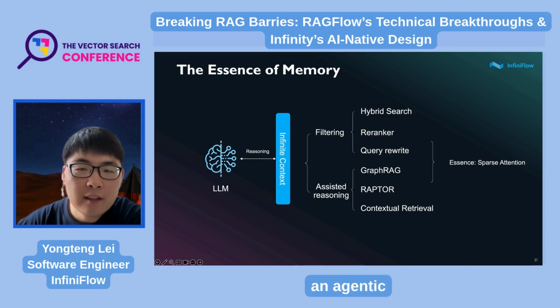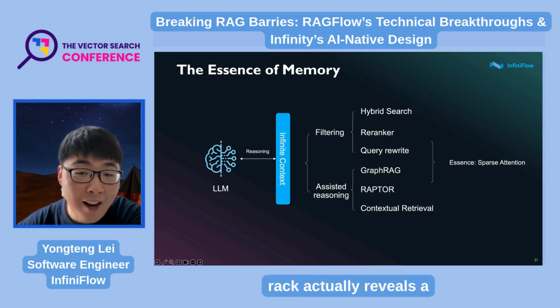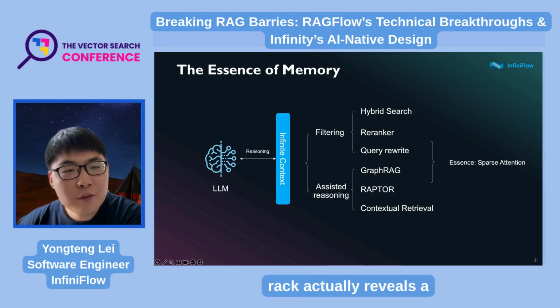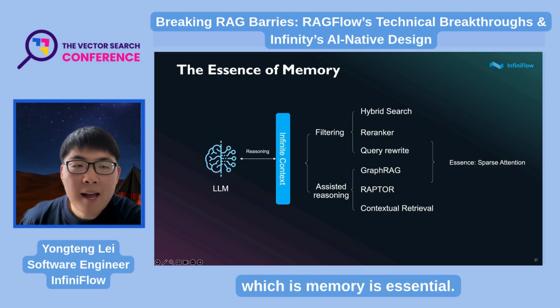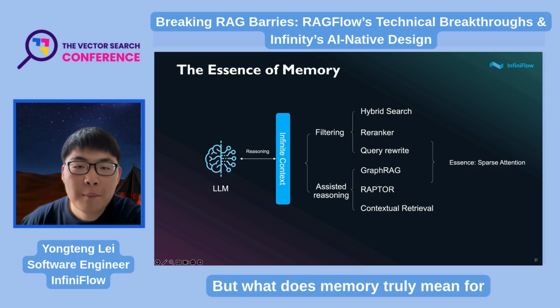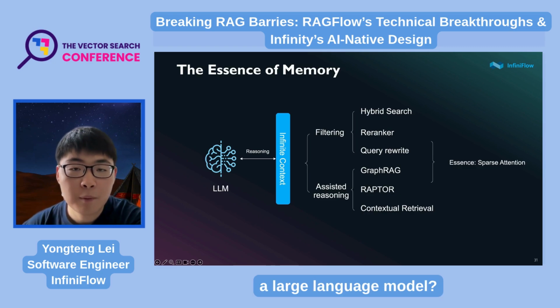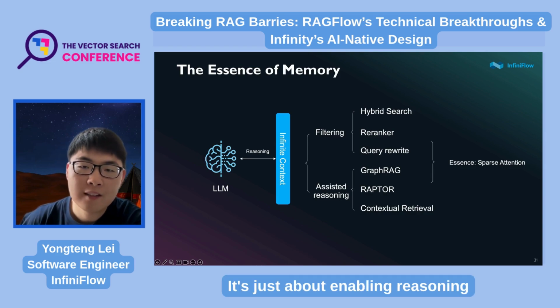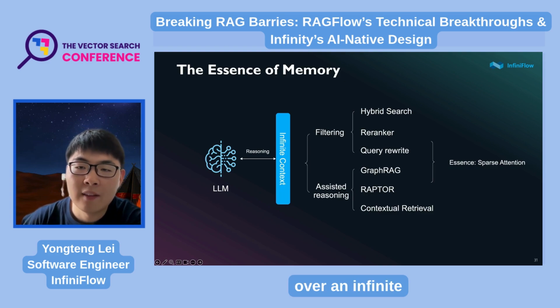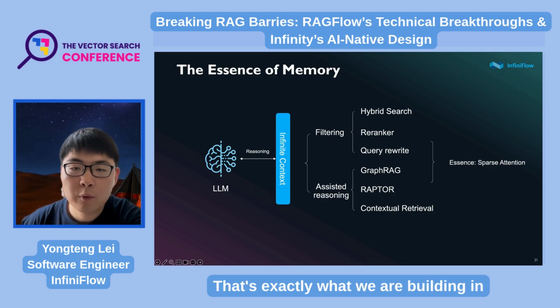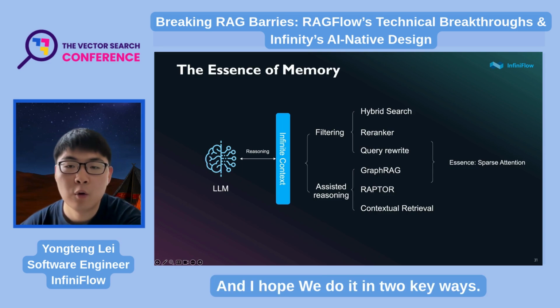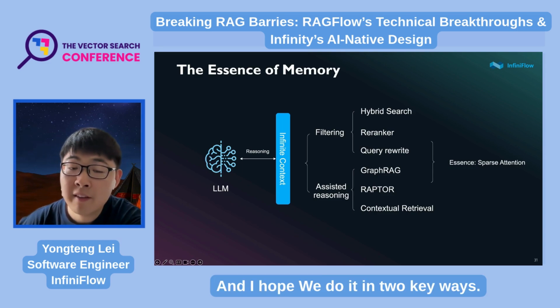So agentic RAG actually reveals a core insight, which is that memory is essential. But what does memory truly mean for a large language model? I think it's simple. It's just about enabling reasoning over an infinite context. That's exactly what we are building in RAGFlow, and we do it in two key ways.